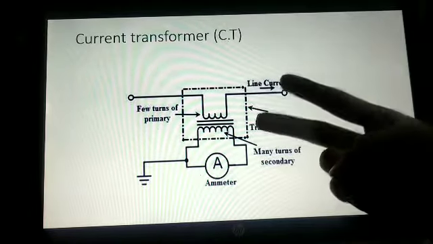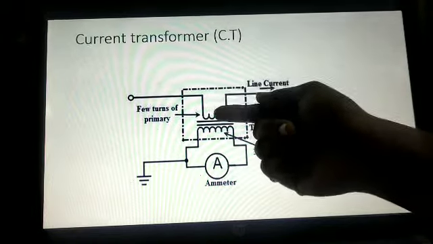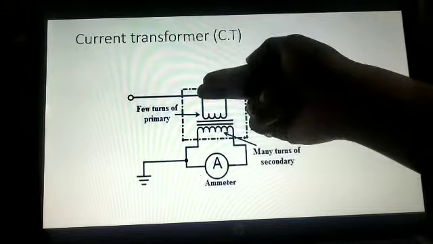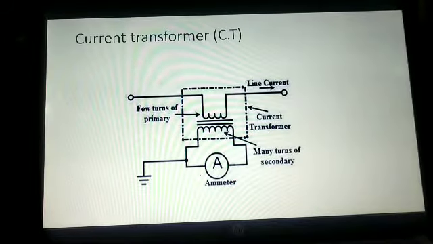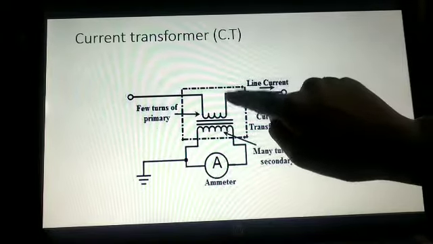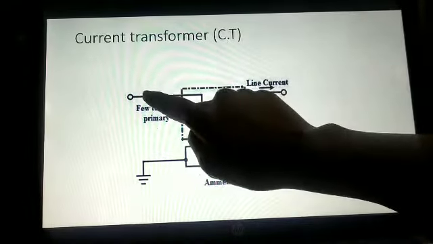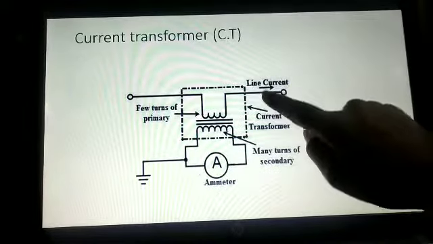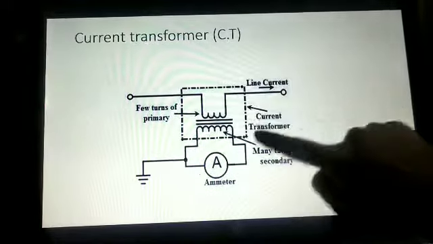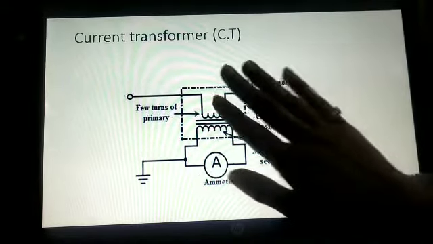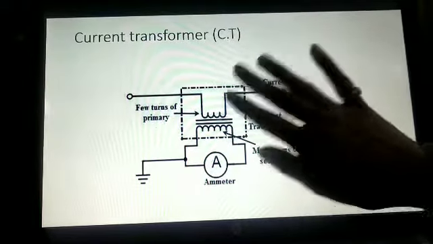So what is the second point? We are connecting the primary side to the power circuit in series, right? So clear with the second point. Now third point, as we are connecting this primary in series with the line, with the power system or power circuit, this is also called as series transformer. Okay, so it is also called as series transformer.